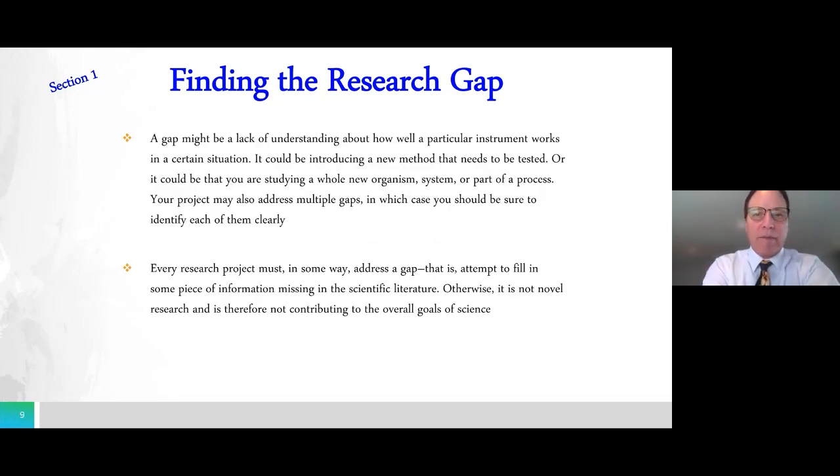So a gap might be a lack of understanding about how an instrument works in certain situations. It might be a new method, like I said, a new organism. There's always things that you can add, and that's what we do as scientists. In my field, I look at not just the papers and the research I do, but others that say maybe there's something you can add to that or something different you can do. That's how we do it in the real world. So you're just doing things that we've already done in the real world. So every research project, every innovation project must be novel, must be creative in one way or another, and contribute to the overall goals of science.